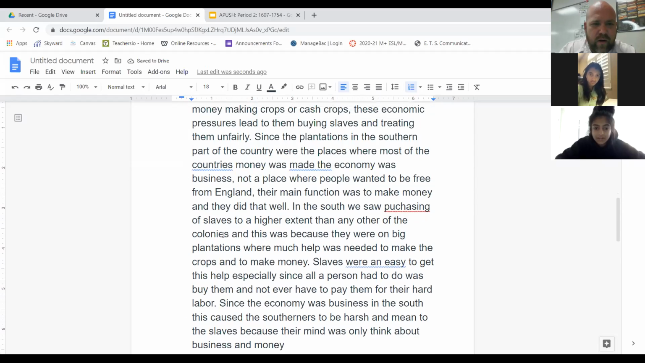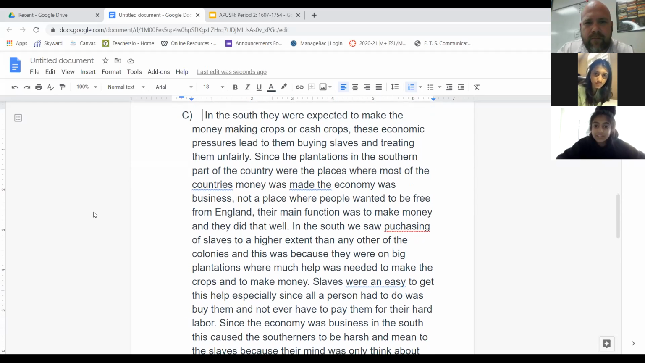Okay. In the South, they were expected to make the money making crops or cash crops. These economic pressures led them to buying slaves and treating them unfairly. Since the plantations in the southern part of the country were the places where most of the country's money was made, the economy was business, not a place where people wanted to be free from England. Their main function was to make money, and they did that well.